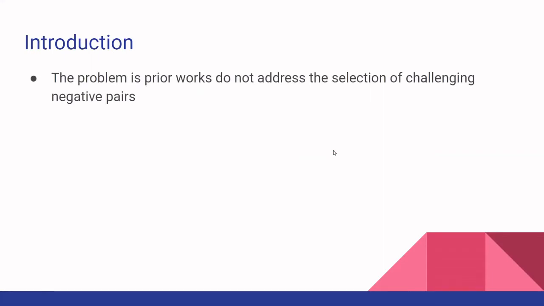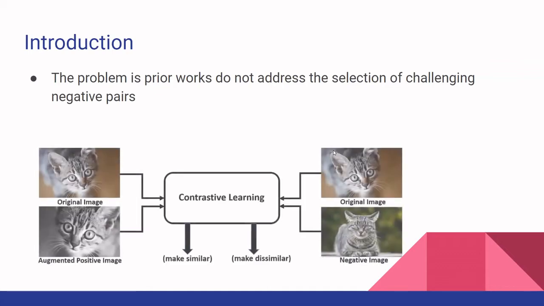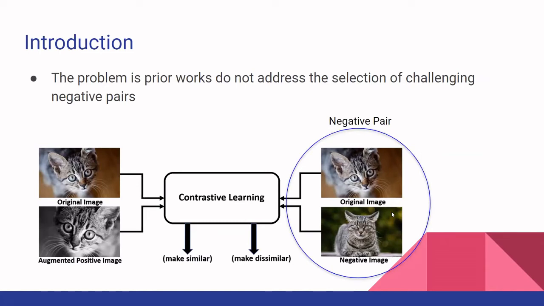The problem is that prior works do not address the selection of challenging negative pairs. What I mean by that is much of the previous work is focused on designing an augmentation policy, some transformation to the original image that creates a good corresponding pair that would lead to improved performance in contrastive learning. While improved contrastive learning is important, it's also important to design a good negative pair. If the negative image is too close to the original image, this may not induce a large enough contrastive loss, and this can cause the contrastive learning algorithm to not converge. And so it's important to develop a good negative pair as well.